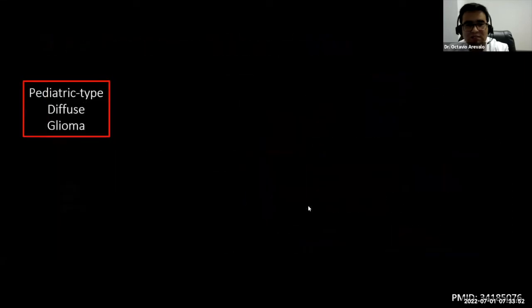So let's take a look at the flow chart. So you have a pediatric type diffuse glioma. In kids, histology is still the first step.